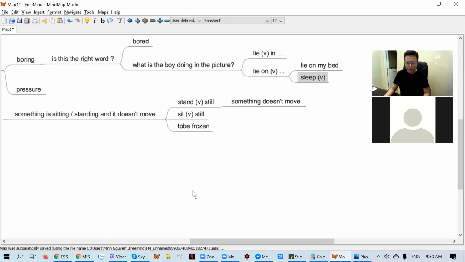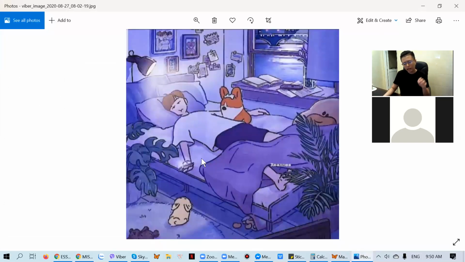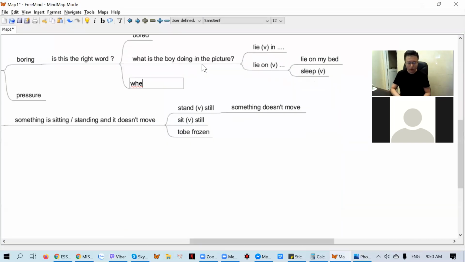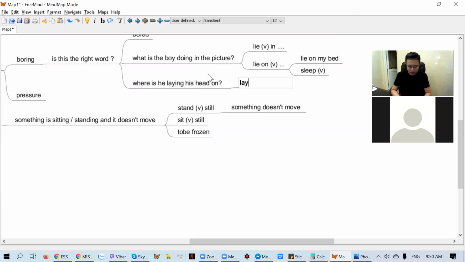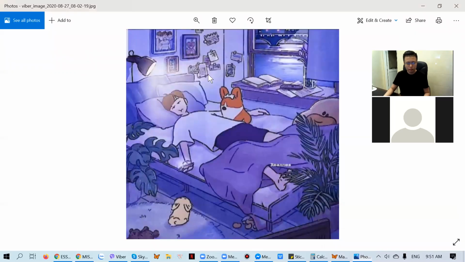And here, to be more specific, you said that the boy is lying on his bed. And where is he laying his head on? So here, my second question, where is he laying his head on? To lay my head on something. So can you share with me, where is he laying his head on? What do you call this one in English?